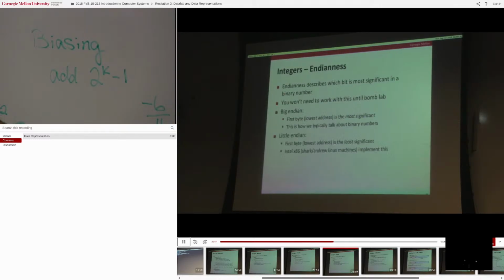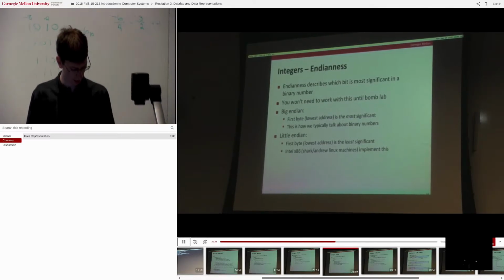So a couple other notes about integers. One of the properties of integers that we care about is endianness. Endianness says, which bit is most significant in a binary number? What order are these bits stored in memory? You don't really need to worry about this quite yet, but very soon, once BombLab is out, it will matter because you'll want to make sure you're reading off the bits correctly.